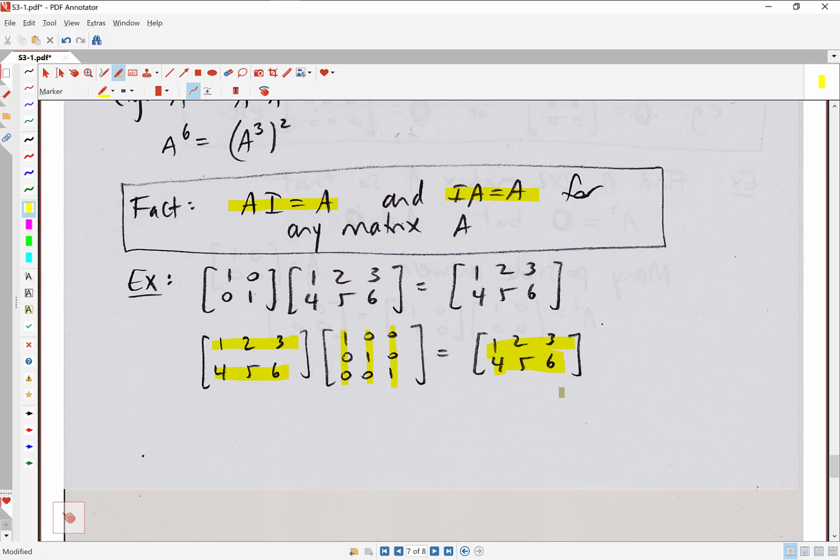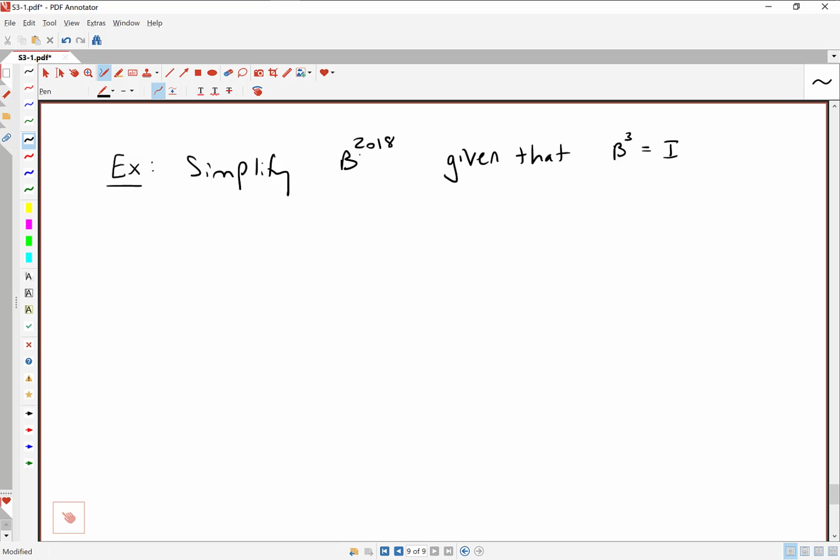So we're going to simplify B to the power 2018, given that B cubed is equal to the identity matrix. Well, first thing we're going to do is think about what happens if we try to write 2018 as 3 times something plus something. So let's try some long division. We're going to divide 2018 by 3. So 3 divides into 20 6 times. 6 times 3 is 18, so that's how much we've accounted for here.